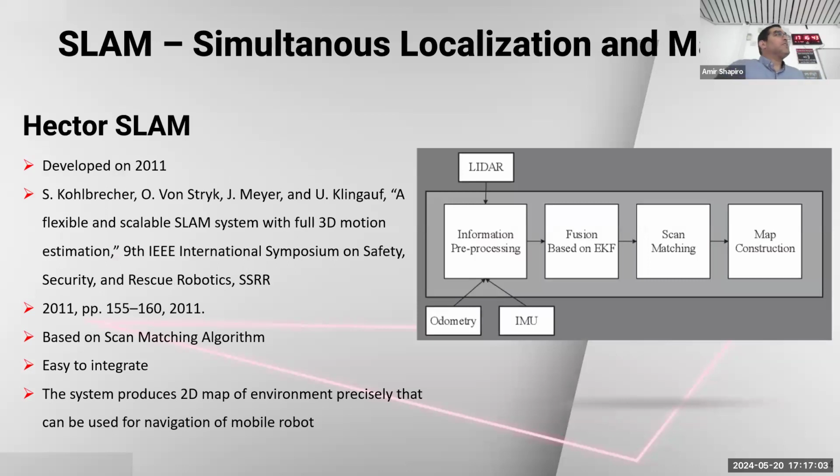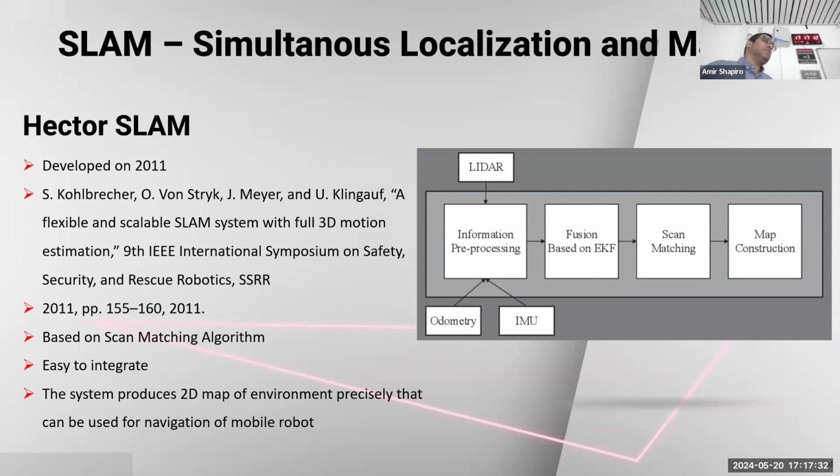Then in 2011, the Hector SLAM was introduced. It no longer depends for localization only on odometry. It can use odometry, but not only, and can also be used without odometry. What it does is scan matching. This is the new thing here.